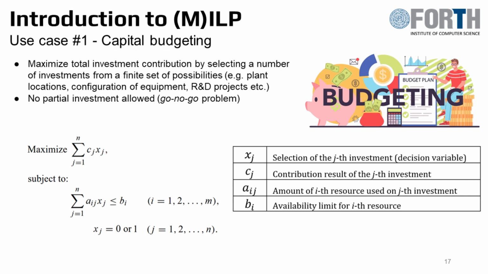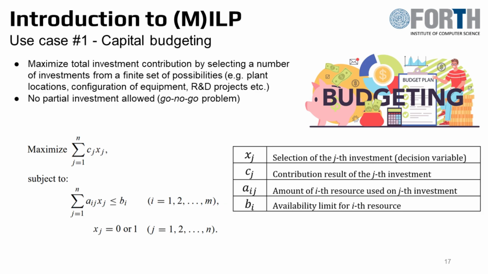The first use case concerns strategic investment decisions. Capital budgeting problems arise when a company must choose among competing investment opportunities under limited resources. Here, the goal is to maximize the total contribution obtained by selecting investments from a finite set of possibilities. These possibilities may include plant locations, equipment configurations, research and development projects, and similar strategic decisions. Partial investment is not allowed, which means that this is a go-no-go problem.